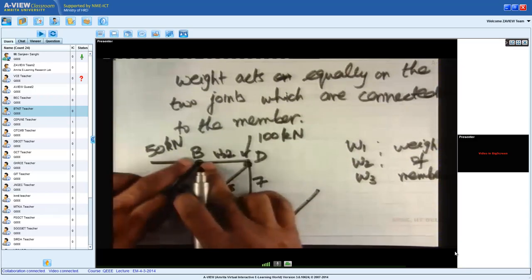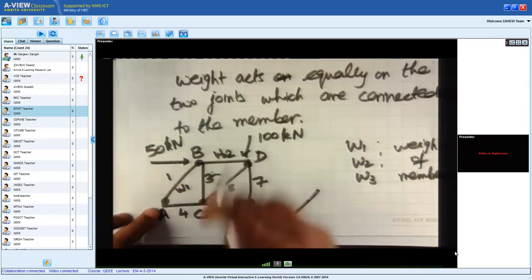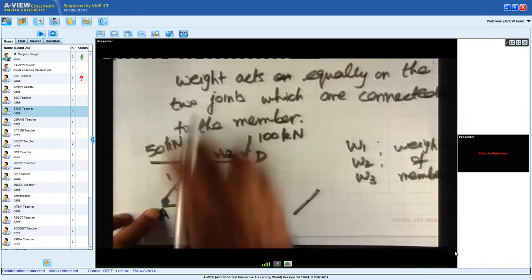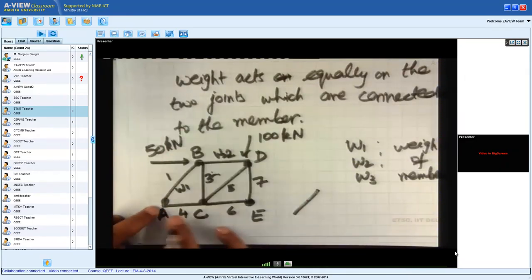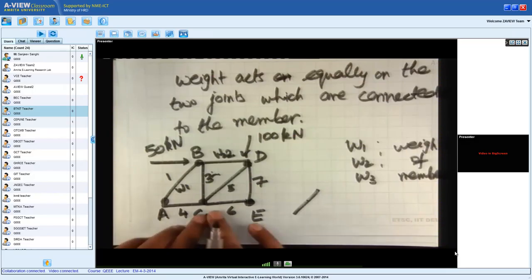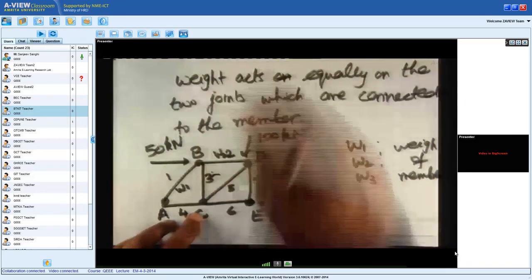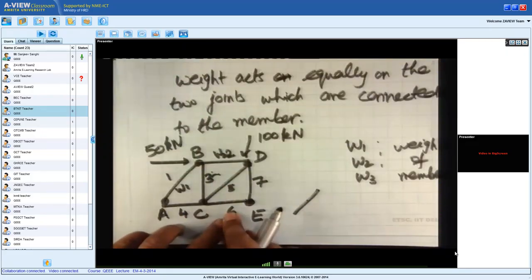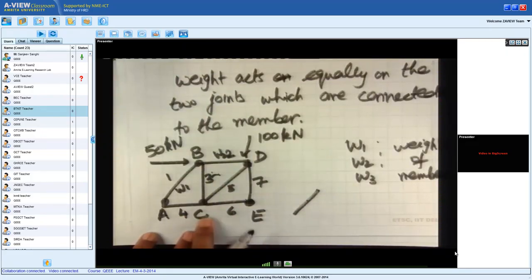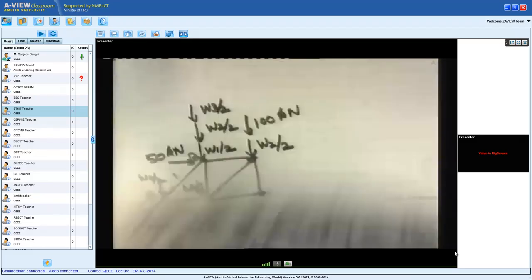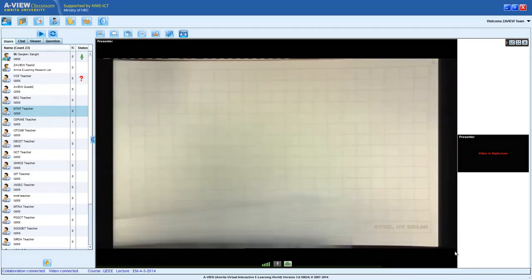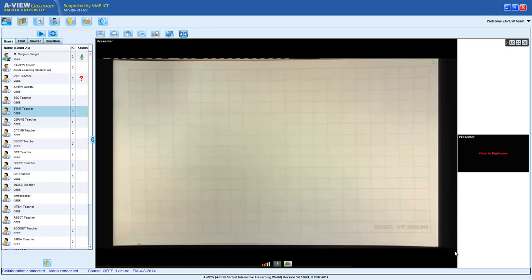On joint B, we will get W1 by 2, W3 by 2 and W2 by 2. On joint A, we will get W1 by 2 and W4 by 2. On joint C, we will get W4 by 2, W3 by 2, W5 by 2 and W6 by 2. All of that will act on joint C and so on. So this is what we do when weights cannot be neglected.